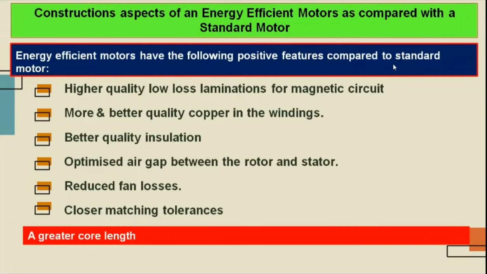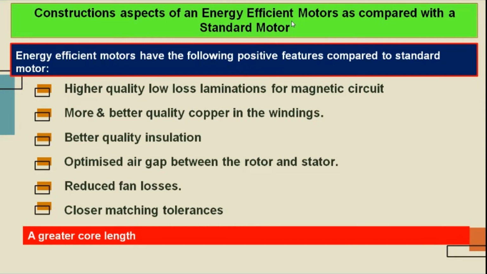So these are some of the points which are required for the selection of the motor. Next, quickly we will see what the constructional aspects of an energy efficient motor are as compared with the standard motor. So we will compare an energy efficient motor with a standard motor. The standards of the motors are already defined by various authorities. There are various standards, like we have IS, that is Indian Standards, BIS, that is Bureau of Indian Standards. Then there are international standards as well, like we have IEC.